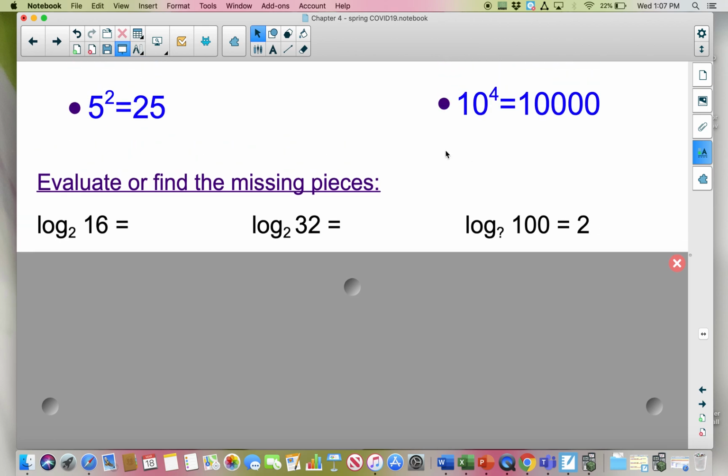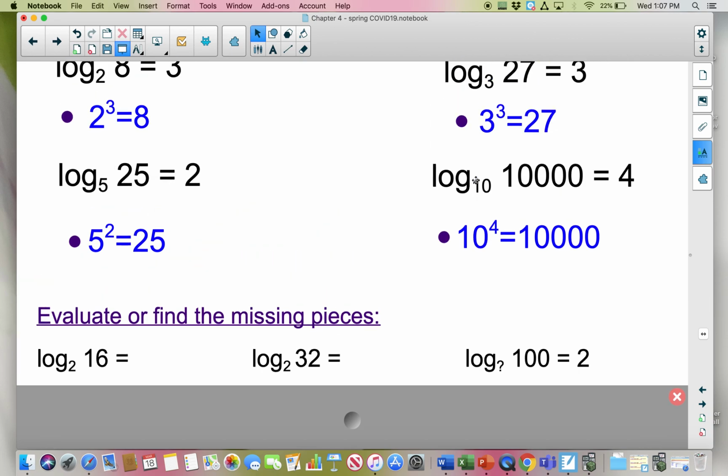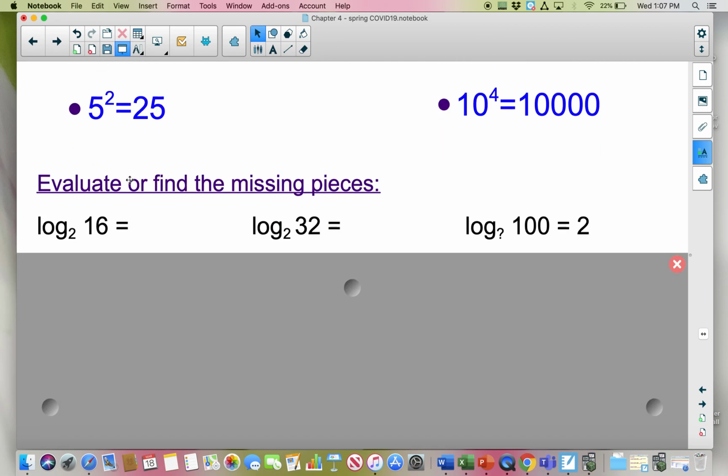Well, now that you know logs and exponential functions are connected in this way, remember you can do the big loop. 10 to the fourth equals 10,000. 5 squared equals 25. Why don't I just do that with these? And what I don't know over here, I'll just call x. So 2 to the x equals 16. 2 to the x equals 32. x squared equals 100.